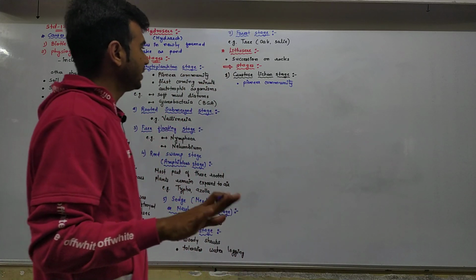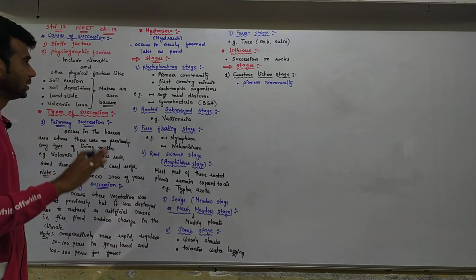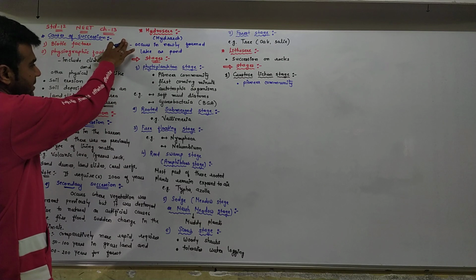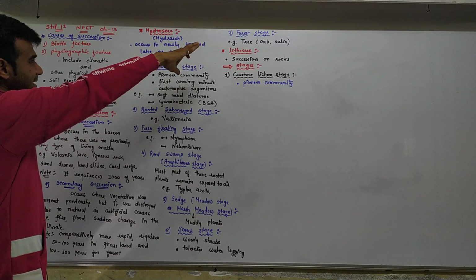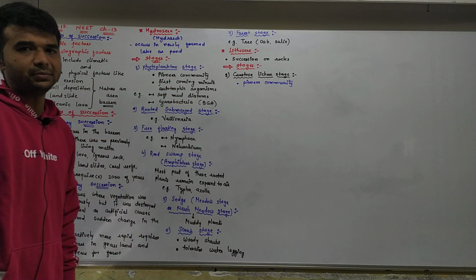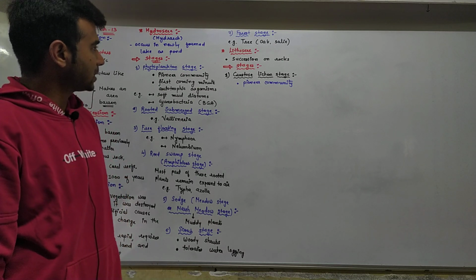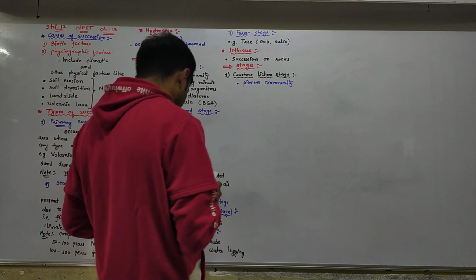So up to right now important points are phytoplanktons are pioneer community in hydrosphere, whereas trees are the climatic community. Fine. So here crustose lichen is the pioneer community.